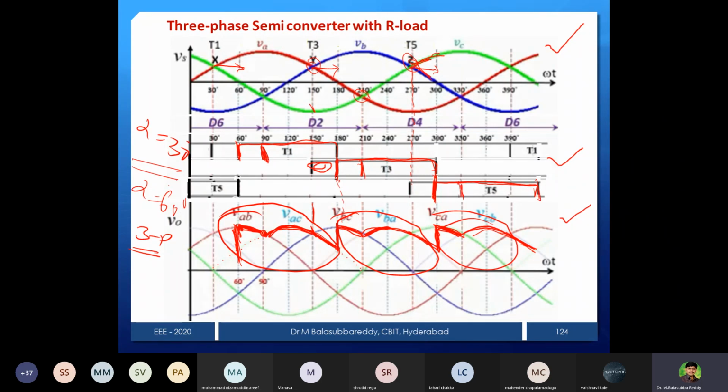Now you can start here. Your output voltage will get like this. Alpha is 60 degrees. Next it will transfer. Then the output will be like this. I will show that separately anyhow.